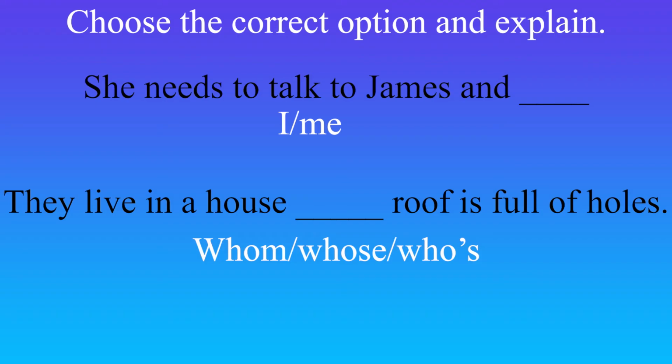The correct answer in the first sentence is: she needs to talk to James and me. Why did we put me instead of I? In this sentence, me expresses the object of the message. The second sentence should be: they live in a house whose roof is full of holes. Whose is a possessive pronoun. We use it to say that the roof belongs to the house.